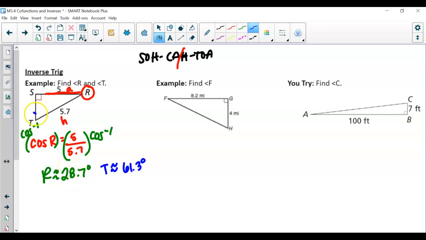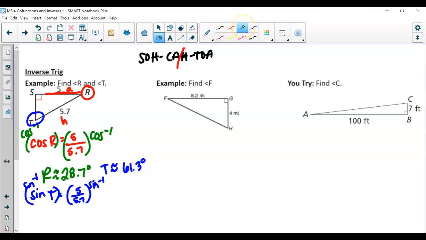So let's try it. Angle T. Well, now notice what's the relation with 5 here? It's opposite. So that's why we would use sine of T is equal to 5 over 5.7, which again, now you take the inverse sine. When you put this in the calculator, you should get approximately 61.3 degrees. So make sure you practice putting that in.